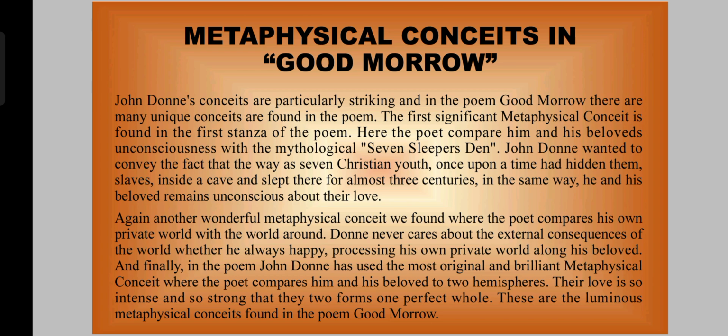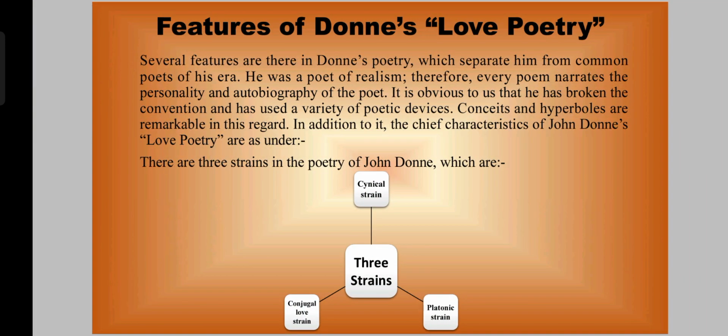And finally, in the poem John Donne has used the most original and brilliant metaphysical conceit, where the poet compares himself and his beloved to two hemispheres. Their love is so intense and so strong that the two form one perfect whole. These are the luminous metaphysical conceits found in the poem Good Morrow. Next slide is about features of Donne's love poetry.